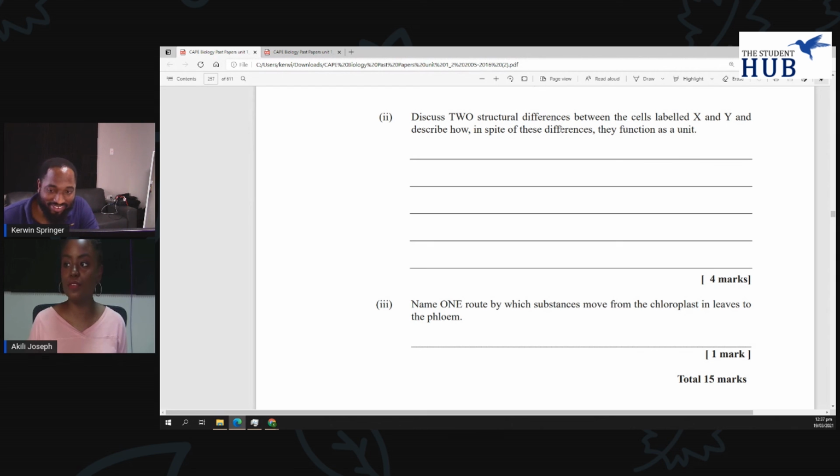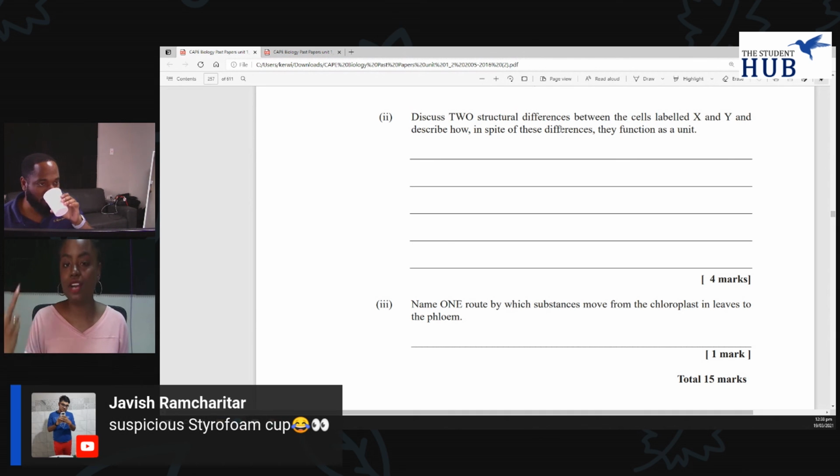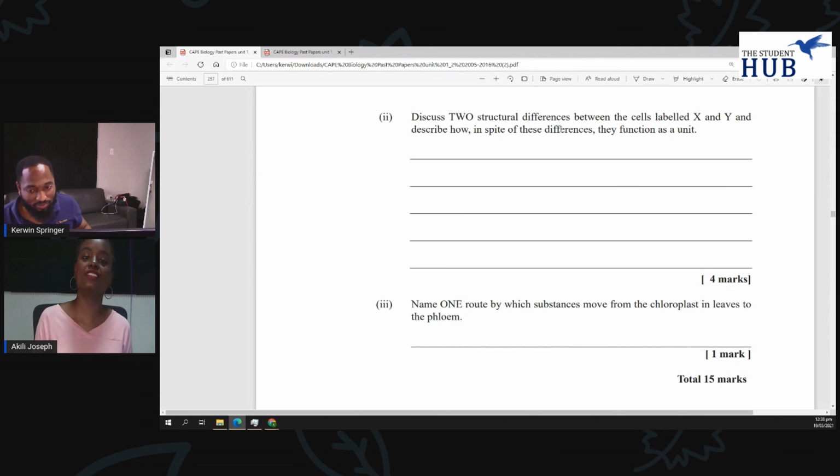So again, some of those organelles that the sieve tube element lacks that the companion cell has would be a nucleus, ribosomes, mitochondria. Mitochondria is a keyword I love to use because we're all very comfortable with mitochondria being the powerhouse of the cell. So if that one has mitochondria and this one doesn't, then it supports with the need for energy.